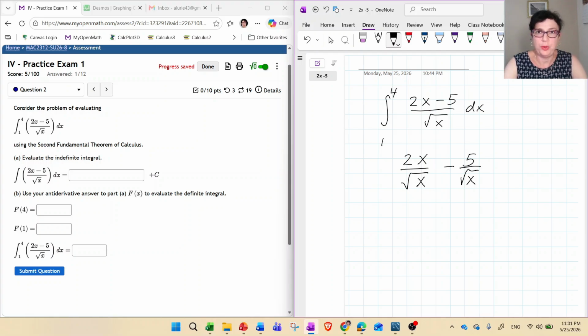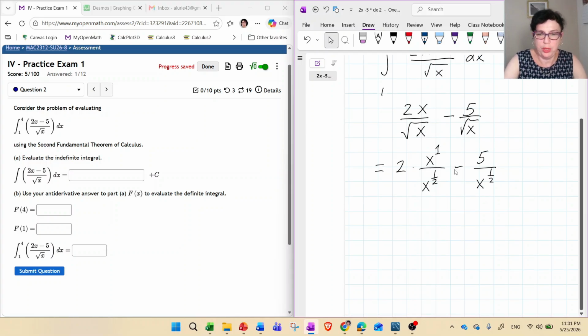Okay, now you have to use properties of exponents. Let's look at the first one. I've got 2. Let me just pull the 2 outside. And then x is the same as x to the power 1. Now, you might or might not remember that square root of x is actually x to the power 1/2. If you don't remember that, then you should. Now, on the bottom here, instead of square root of x, I'm going to write x to the power 1/2. That's just something you have to remember.